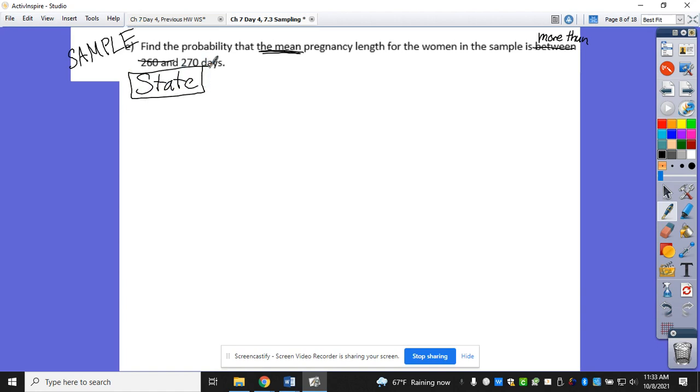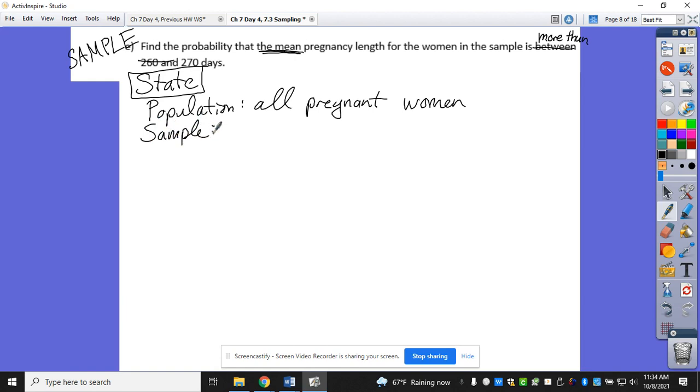So state, what's my first part of state? Population. What is my population here? Pregnant women. I don't care if you add the word all, I just tend to most of the time. Again, this one was worded weird. Human pregnancies was one of it. Women who were pregnant. Just make sure you're talking about them in general. So our sample, this was very vague. So what would I say for my sample? The randomly chosen pregnant women.